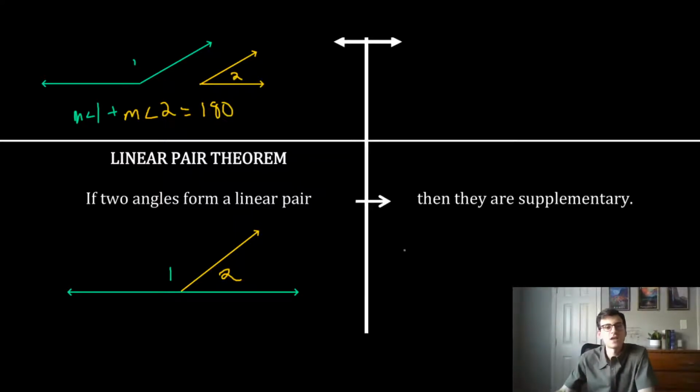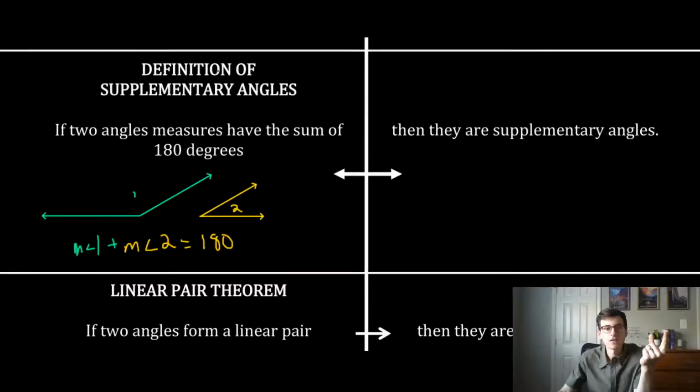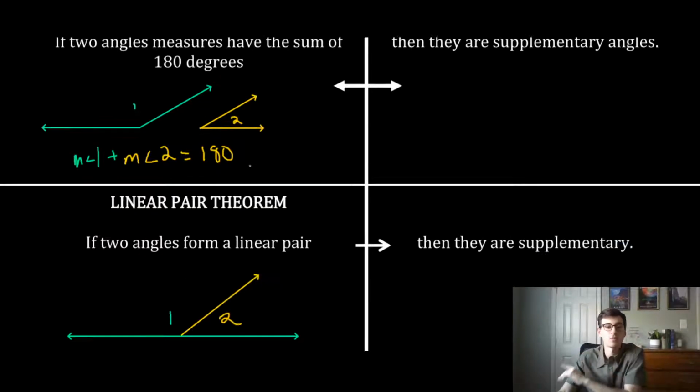If you wanted to say that their measures were equal to 180, you would have to say two things. You notice angle 1 and 2 look like this. Well, by the linear pair theorem, they're supplementary. And then by the definition of supplementary angles, their angles equal 180 degrees. That's two steps, not one. A lot of people will try to use the linear pair theorem or the LPT to justify that two angles sum to 180, but you can only say that after you've said they're supplementary.